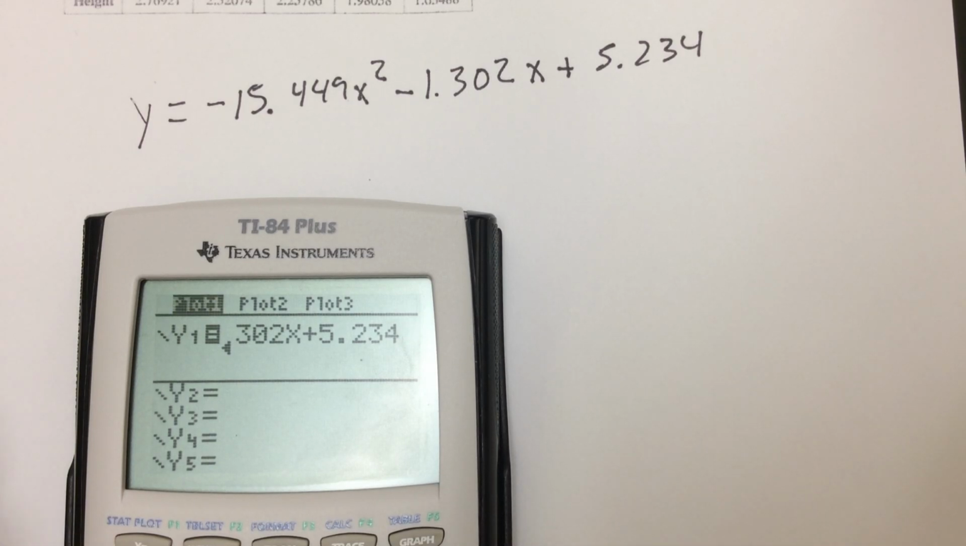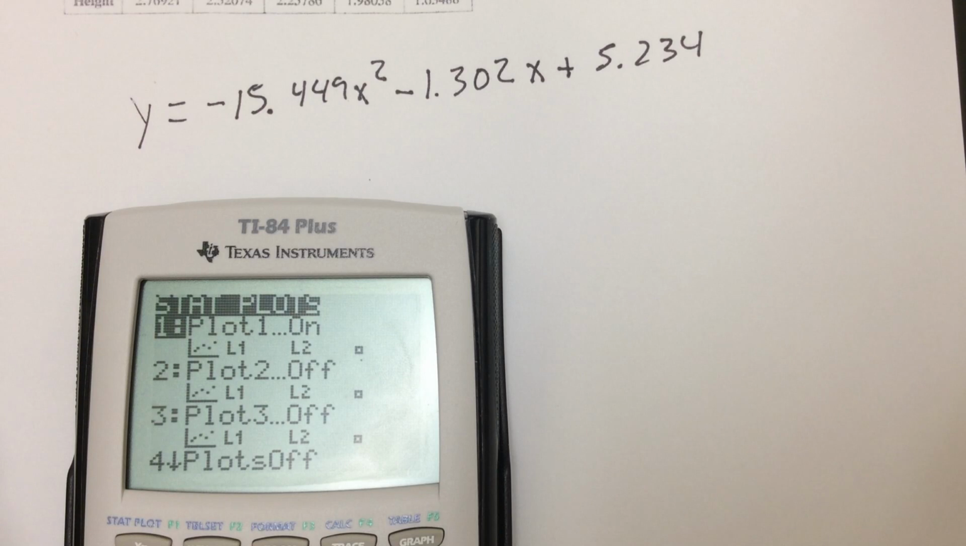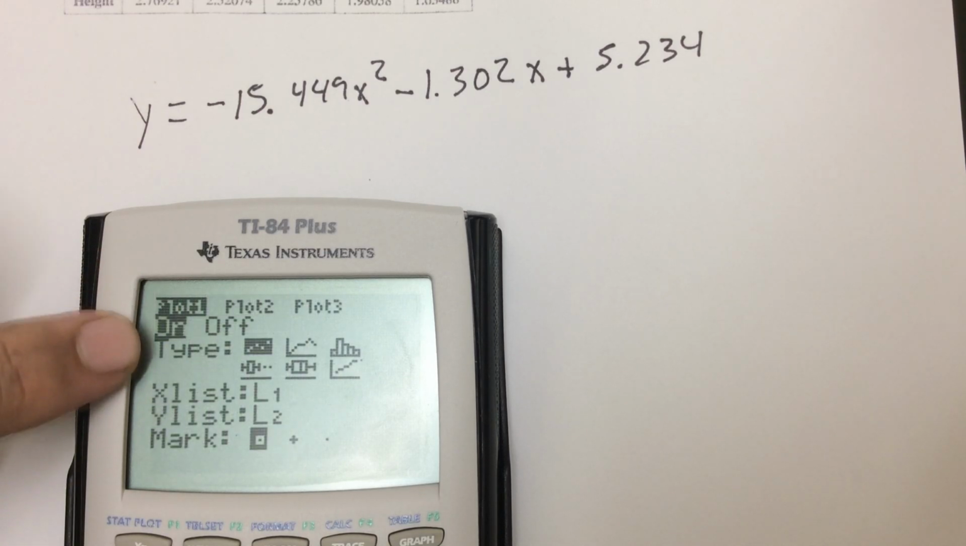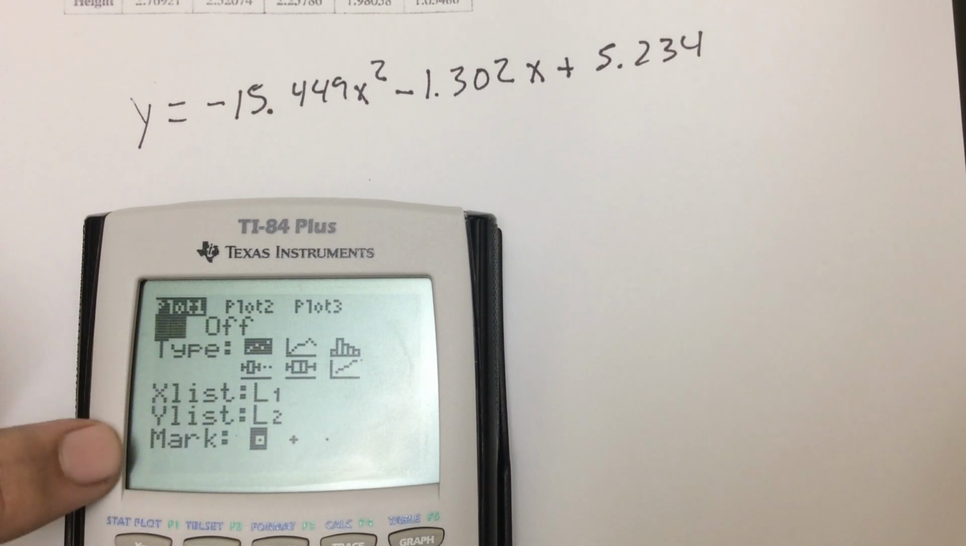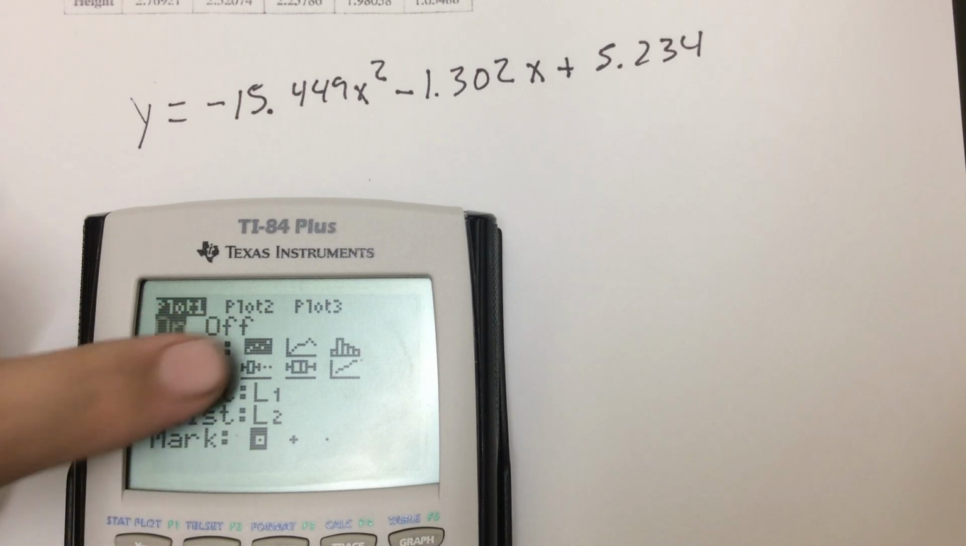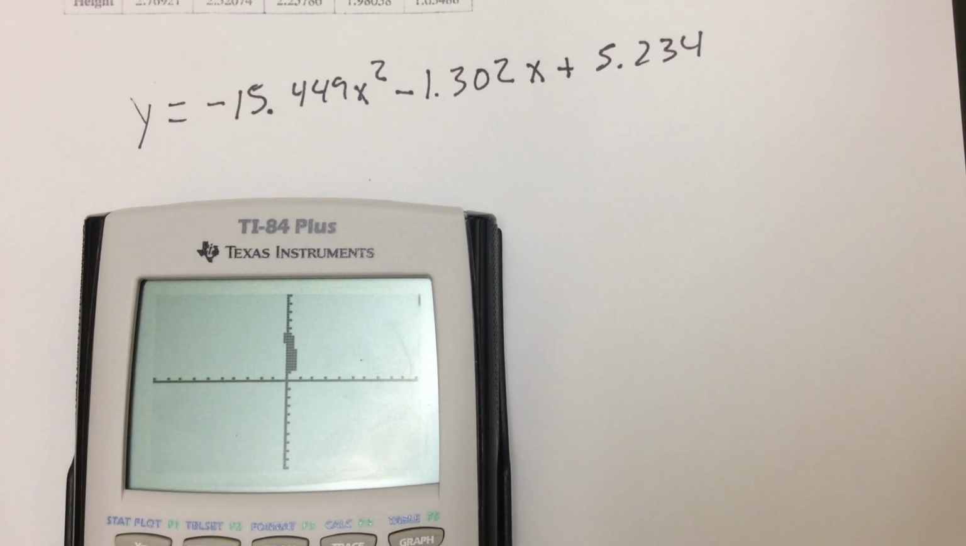We're going to turn that on, hit second y equals, and go in there. So again, it should be on. We want our list 1 and list 2 as our x and y. One of those marks, we're doing a scatter plot. And again, if we hit graph, it's going to be hard to see anything there.